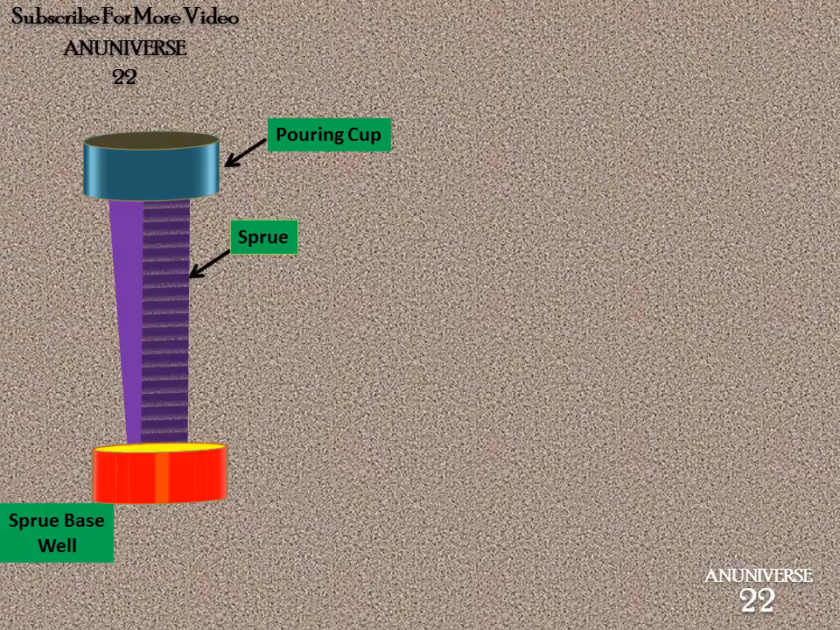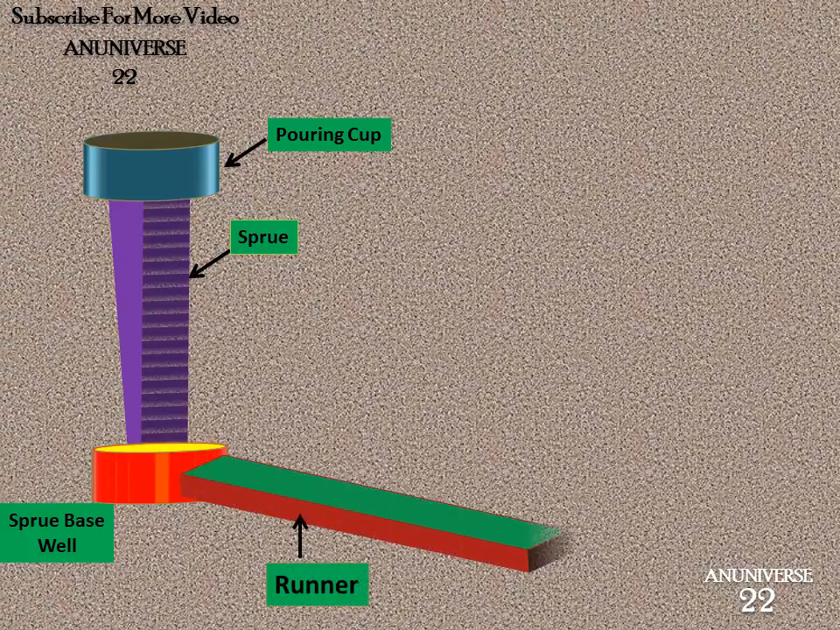And the next part is the sprue base well. This is a reservoir for metal at the bottom of the sprue to reduce the momentum of the molten metal. And the next part is the runner. It is generally located in the horizontal plane or parting plane, which connects the sprue to its ingates, and a runner extension is provided to trap the slag in the molten metal.